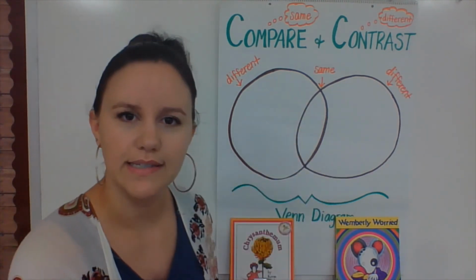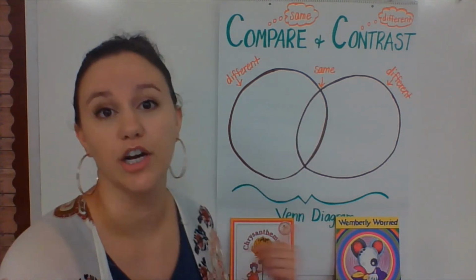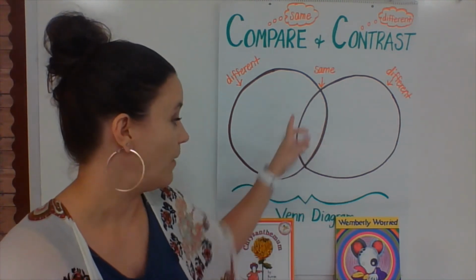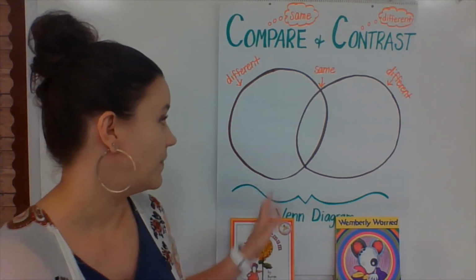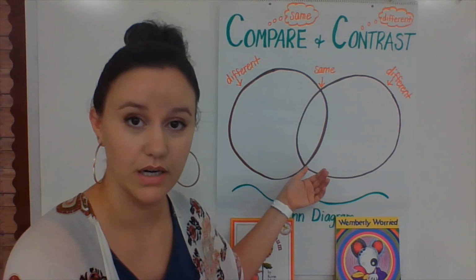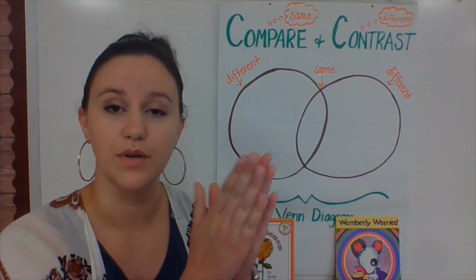And then how are they the same? Well, they're both mice. They're both the same kind of character. They're both the same animal. They're both girls. They both have a problem in the story. They both go to school. Lots of things that are the same, so you can think of other ways to compare.